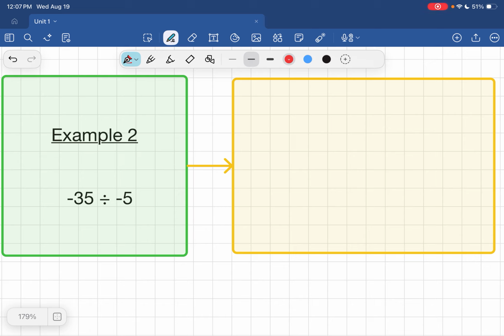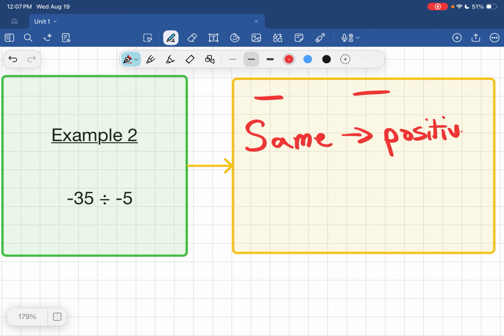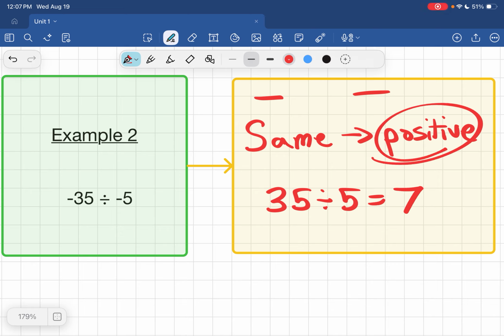All right, one more. Negative 35 divided by negative 5. Look at the signs first. A negative and a negative. The signs are the same, so the answer will be positive. Same means positive. 35 divided by 5 equals 7. Because I know the answer will be positive, our final answer is a positive 7.